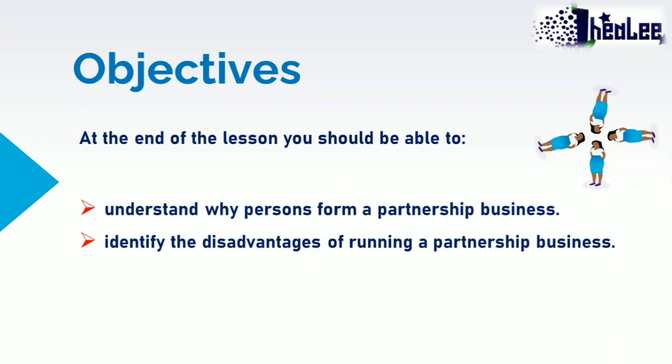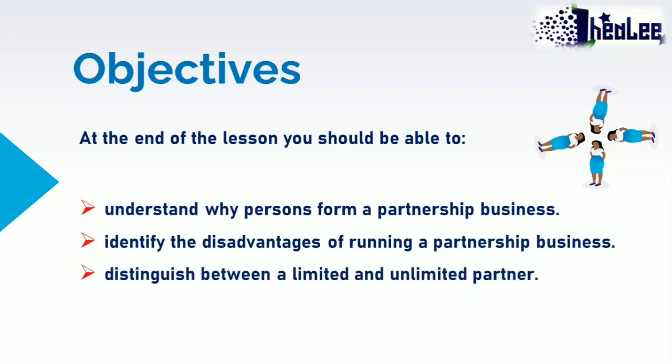Remember, one of them is where it may take a longer time to make a decision. And in terms of unlimited liability, the partners would be able to cover all the debts of the business. The other is to distinguish between limited and unlimited partner. For the limited partner, the debt is only limited to the amount of capital that they contributed, so they can lose their capital. While for unlimited liability, the partners would be responsible to pay off the debts of the business. And if they're unable to clear the debt, they may be forced to sell their personal assets, their personal possessions.